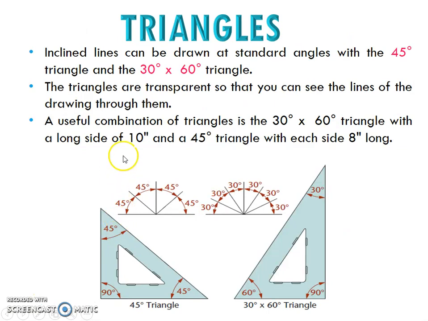As for triangles, the two types of triangles that you have as instruments are very useful in order to form angles. For the 45-degree triangle, you will have 45, 45, and also a 90 degree angle. And for the 30-60 triangle, you have three types of angles: 60, 30, and also 90. This is a very useful combination for you to draw different types of angles.